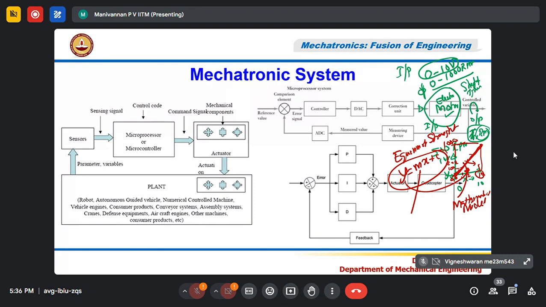Okay. Now, from this, I can develop further. We will see how it happens in subsequent class slides.